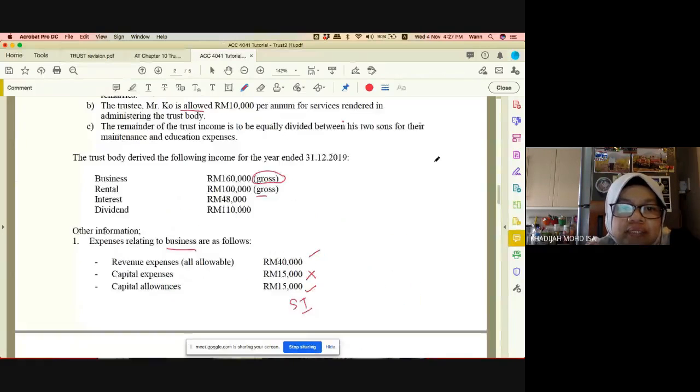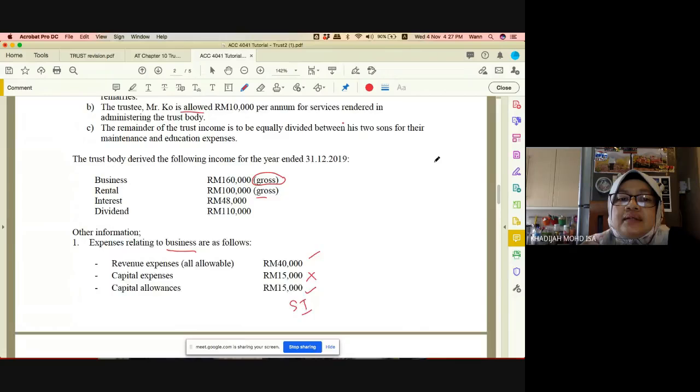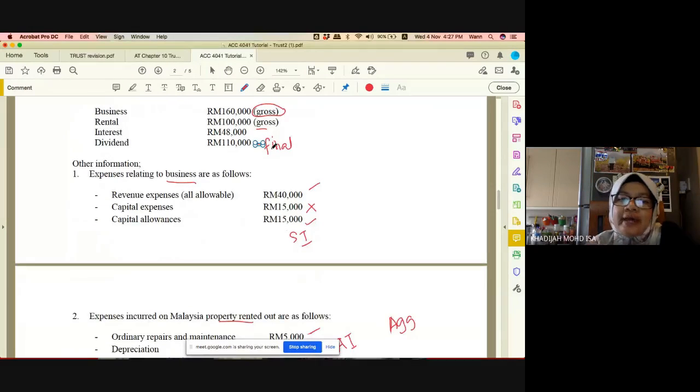You have interest of 48,000. Remember, interest is not exempted for the trust. And dividend here is a dividend. I assume that it's final because it's from Malaysia. It doesn't say it's from overseas, so it's final. So how much will you have? If I were to do a quick calculation, 160 plus 100 plus minus.